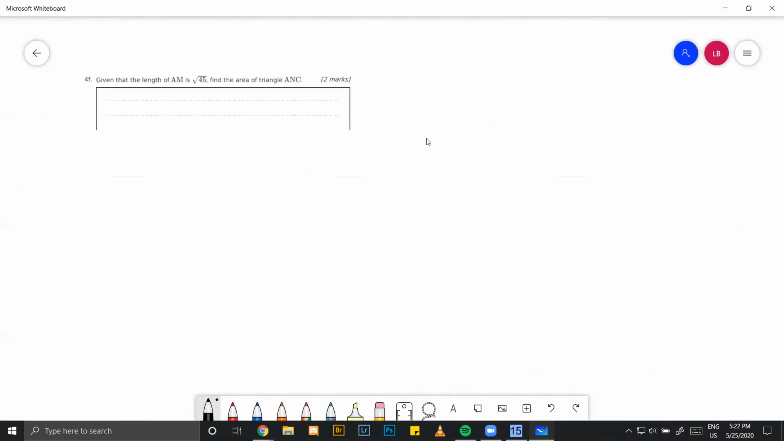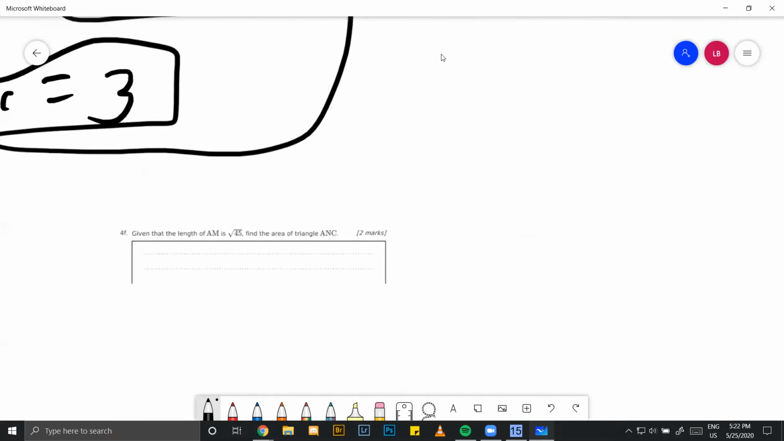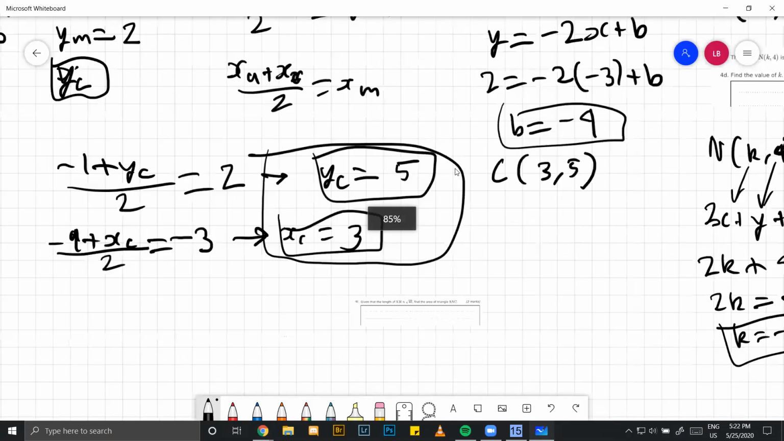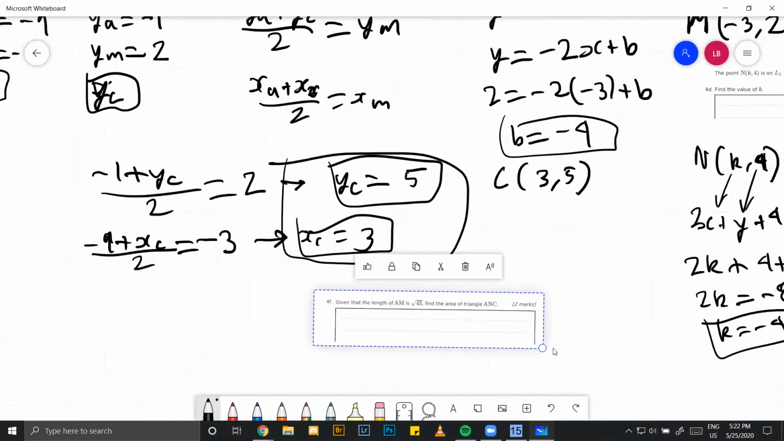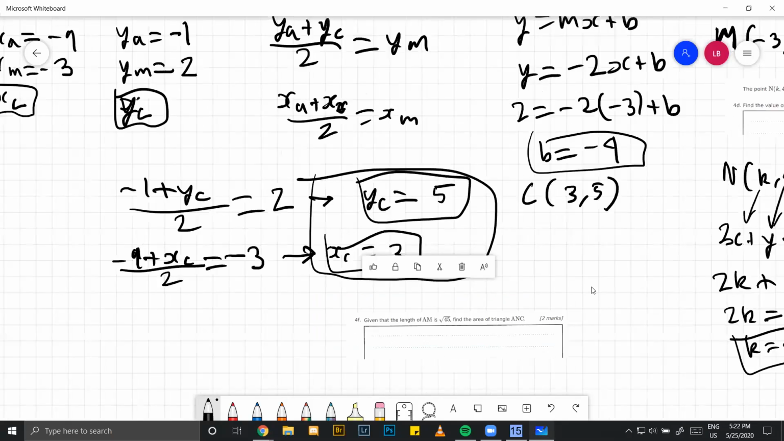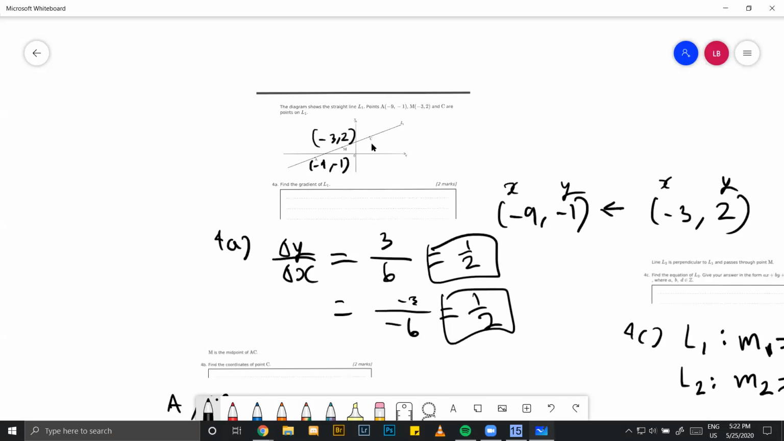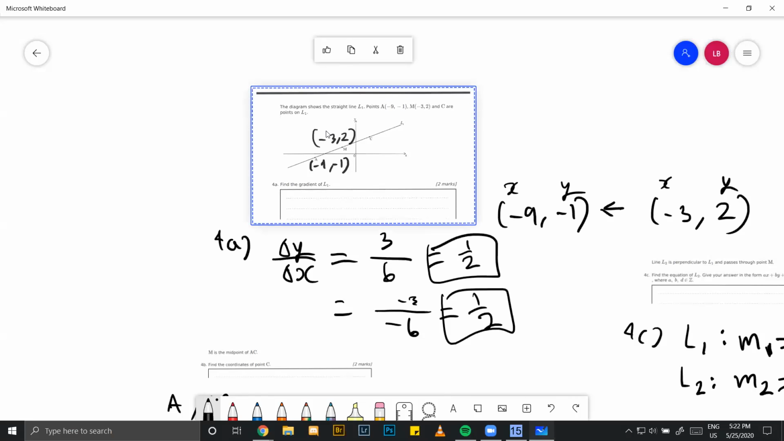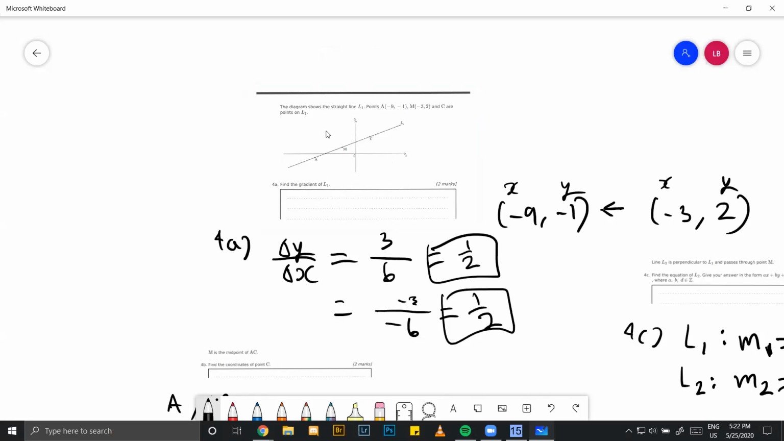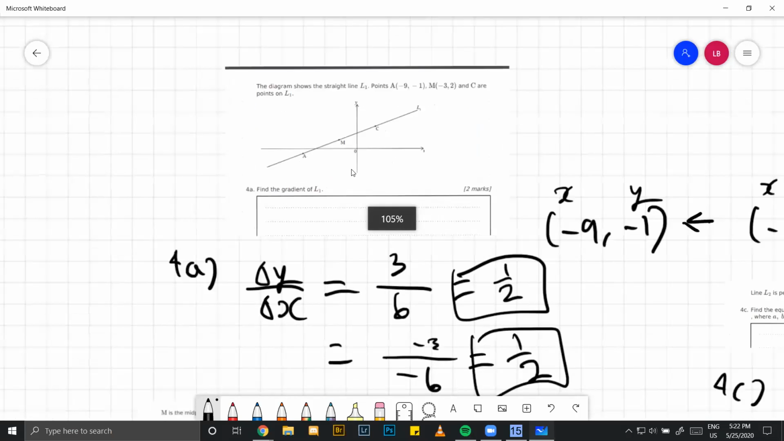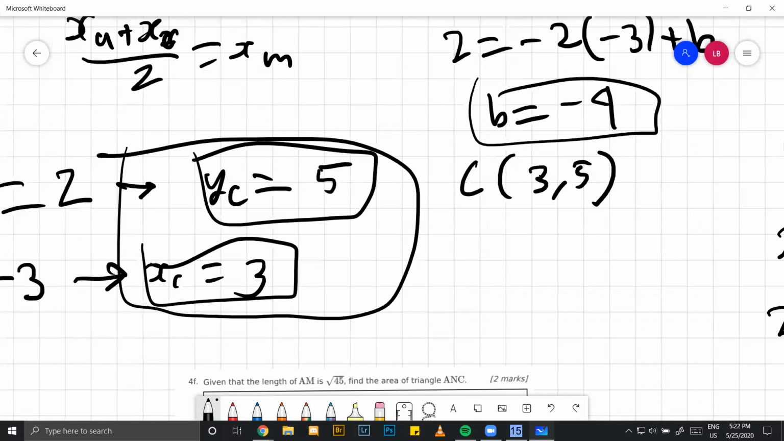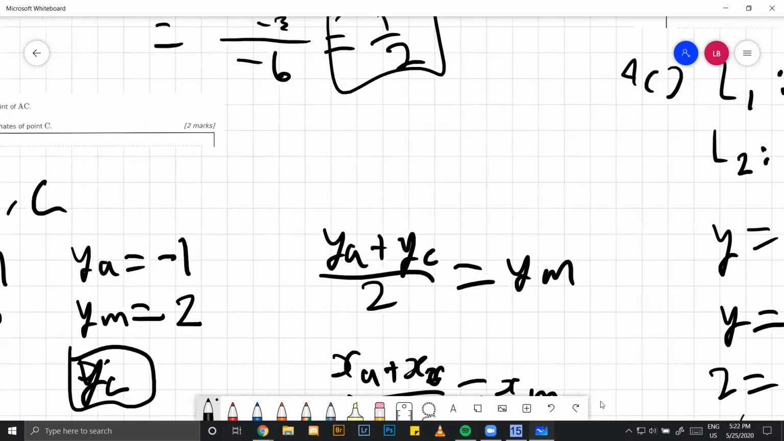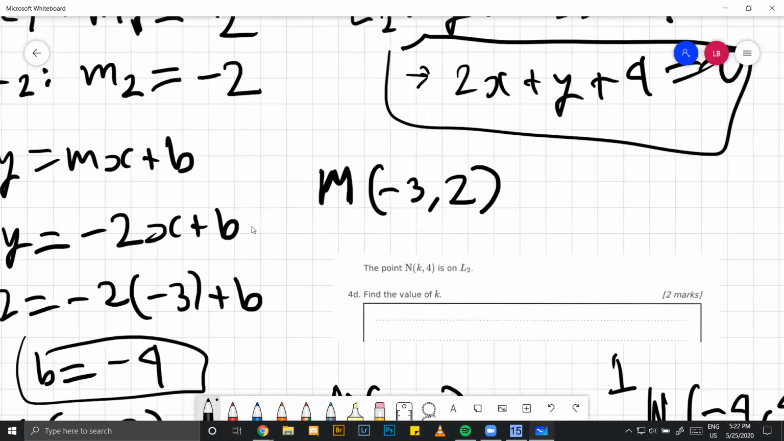Okay, given the length of AM is square root of 45, find the area of triangle ANC. Let's go back and look at what we've been doing so far. Length of AM is square root of 45, and the area of triangle ANC. I'm going to zoom in and see what exactly that means. Given that the length of AM is square root of 45, and the length of ANC, I forgot what N is. N is on L2.